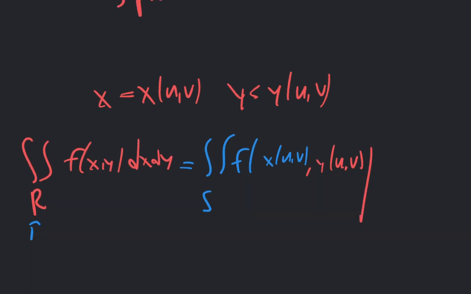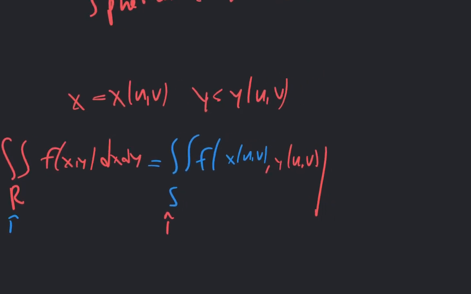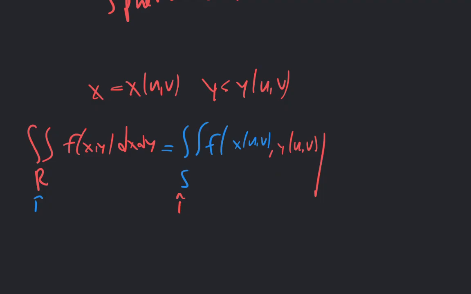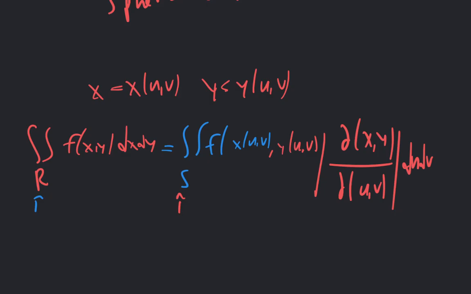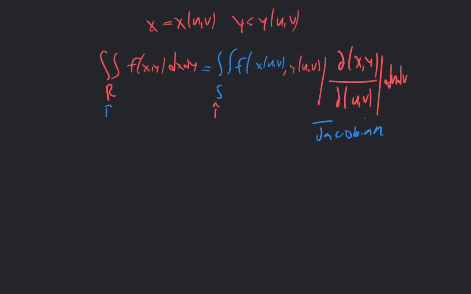So now we're in this region S, which is using a different coordinate system, and we're not fully done there yet. We're going to have this, this is going to be a matrix. This is known as the Jacobian.